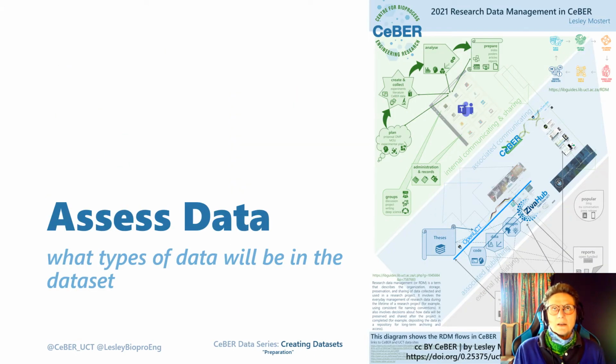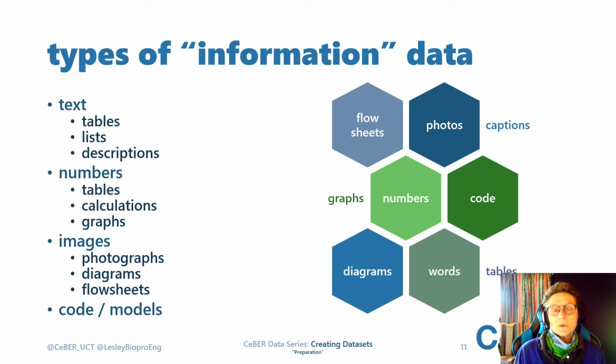So having thought about different aspects of your data, you need to assess it and look at the types of data that you're going to need in your data set. We talked in the previous video about information data. So the first type of data is your actual data that you collected, and think about how it comes. It may be text in the form of tables or lists or descriptions. It may be numbers in the form of tables again, or calculations, maybe formulae, graphs, and charts.